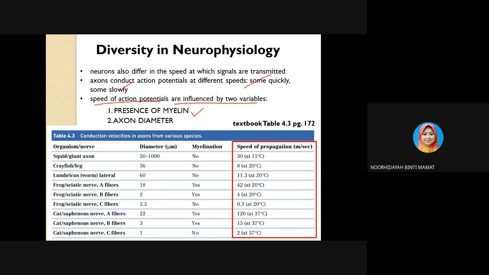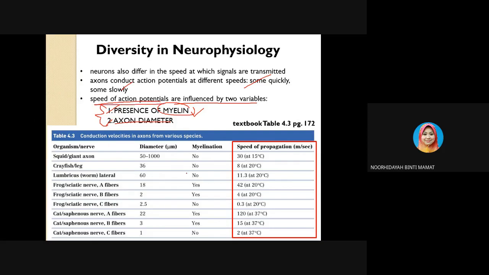We know that true myelin allows rapid signal conduction in a small amount of space. The second variable is the axon diameter. Either the presence or absence of myelin, or the axon diameter, can influence the speed of the AP.